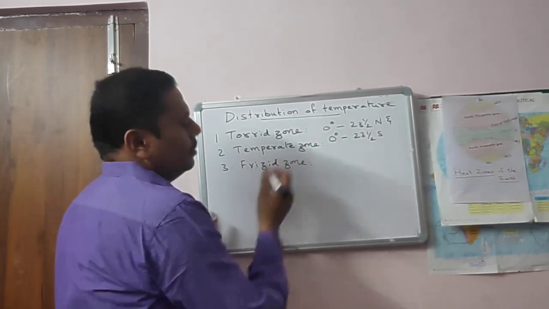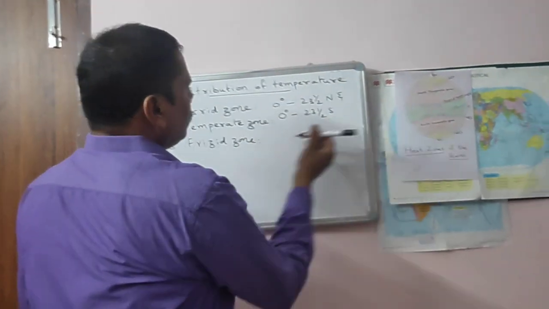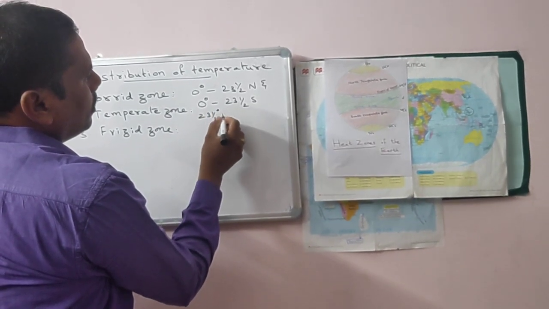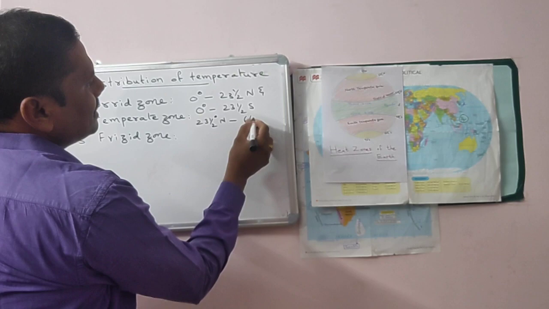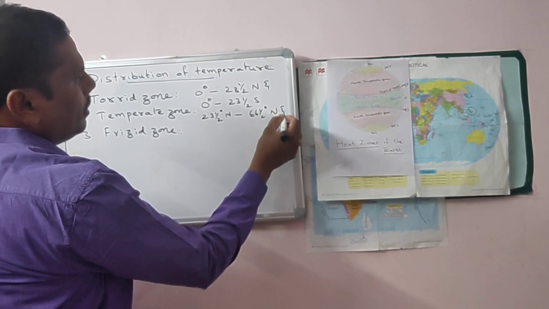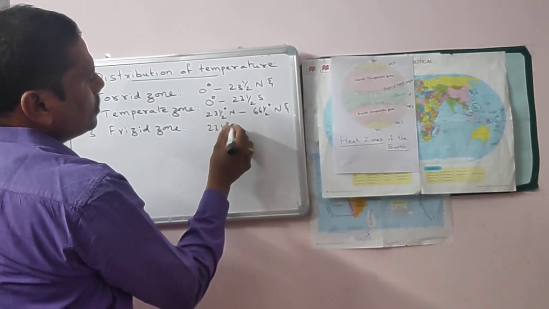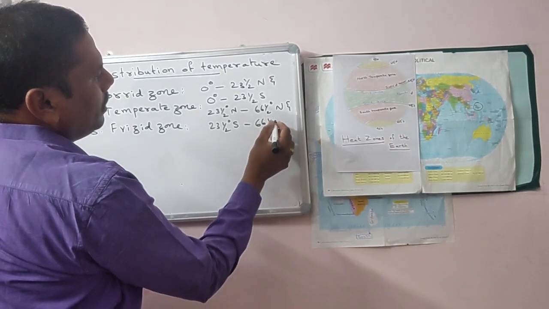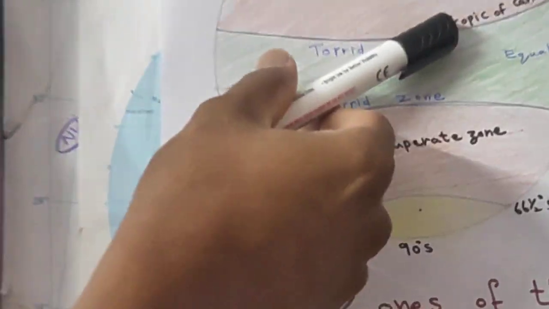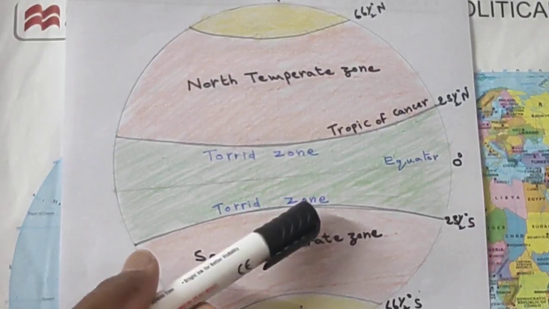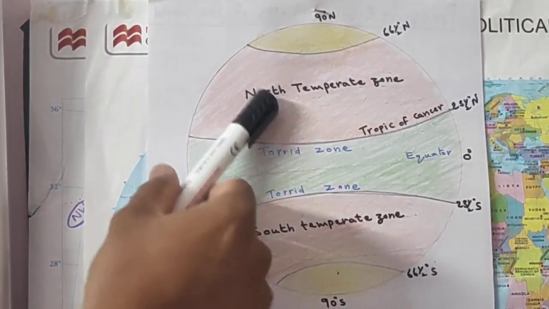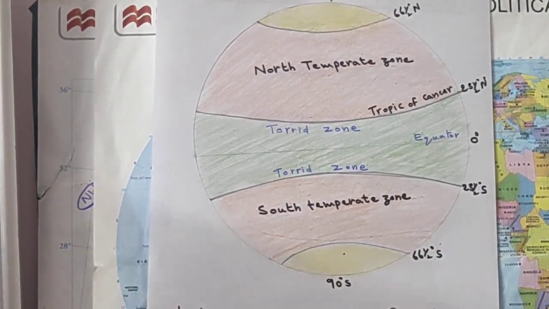Now coming to the temperate zone. Temperate zone lies between 23.5 degree north to 66.5 degree north in the northern hemisphere and 23.5 degree south to 66.5 degree south latitude. See here, the Tropic of Cancer to Arctic Circle, Tropic of Capricorn to Antarctic Circle. So this entire zone is called temperate zone.